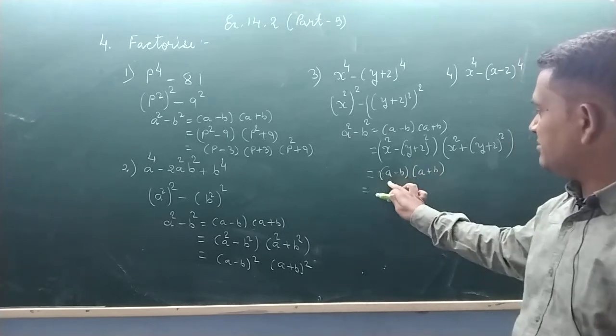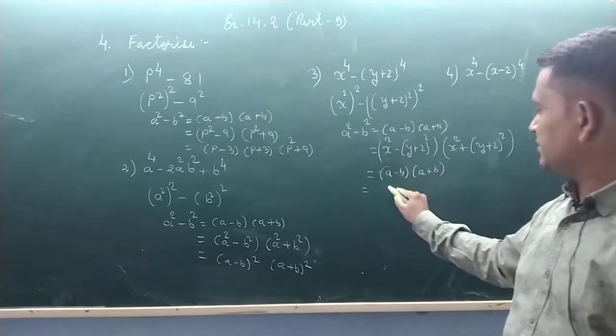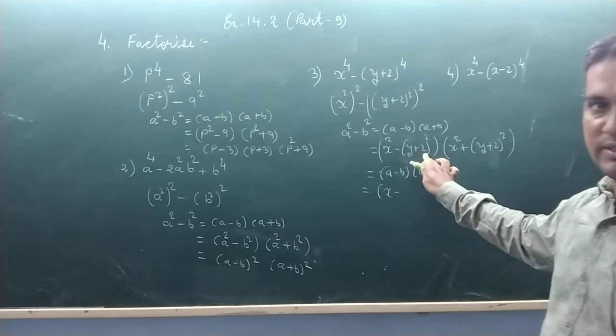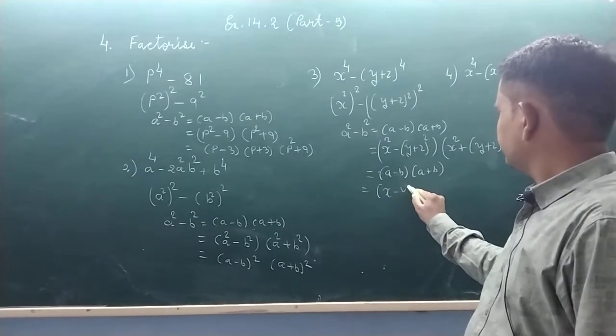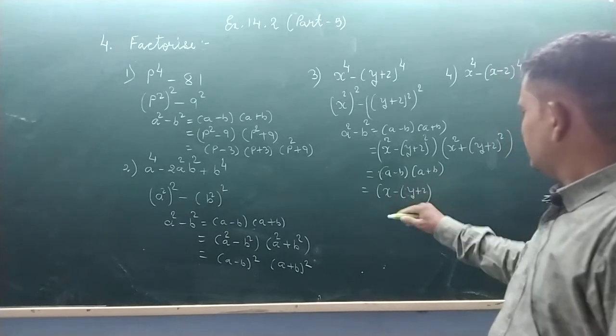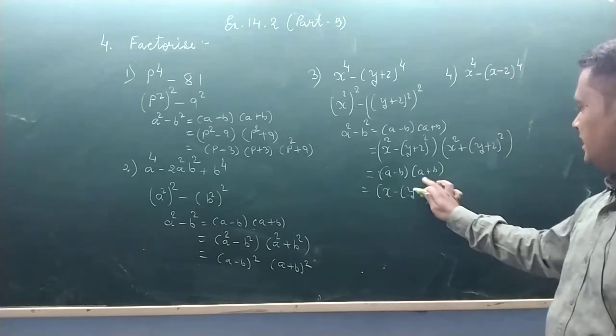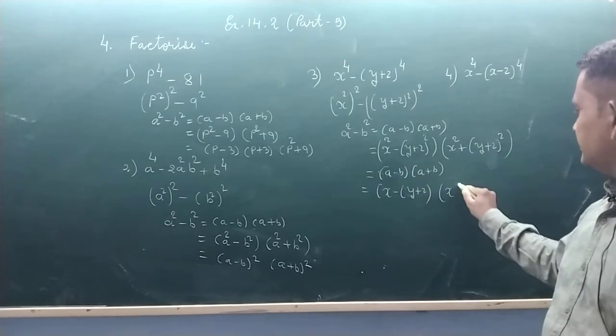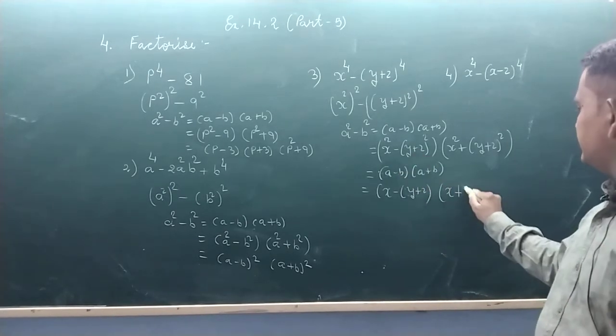Now, a means what? This is x square, so a means x, this is minus sign, b means what? Y plus z. In bracket we will write y plus z. In another bracket, a means x square, so means x, then plus b means y plus z.